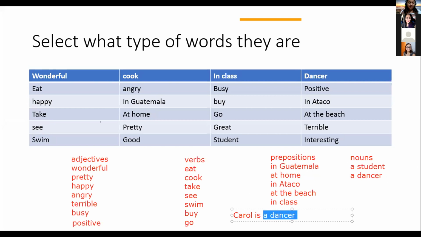So remember that an adjective is whatever you say about a person or about a noun. An adjective names a quality or an attribute of a person or something. So what am I saying about Carol? Well, I'm saying that she's a dancer. So this would be an adjective in this case. But the category of the word, the origin of the word, is a noun.